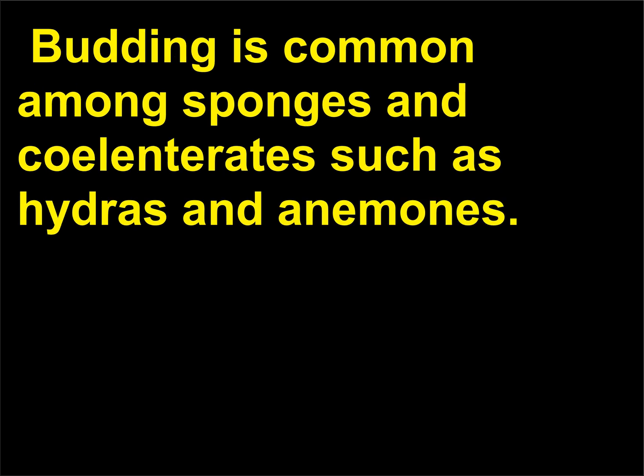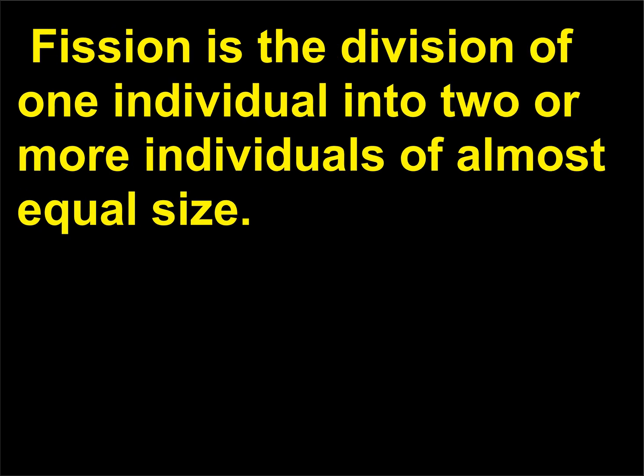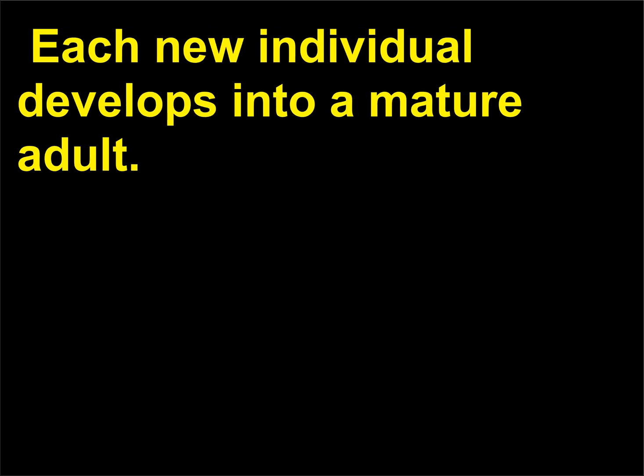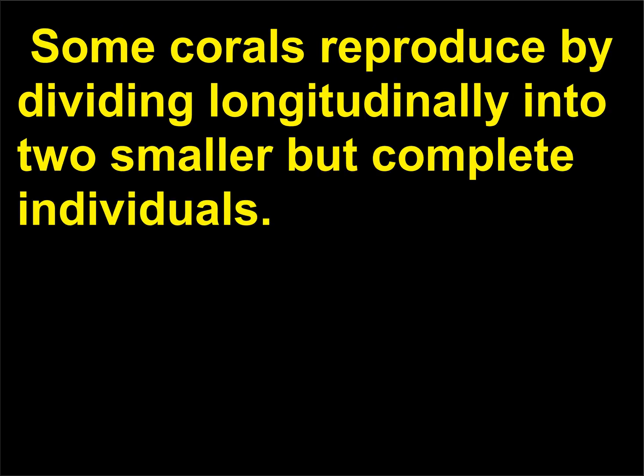Budding is common among sponges and coelenterates such as hydras and anemones. Fission is the division of one individual into two or more individuals of almost equal size. Each new individual develops into a mature adult. Some corals reproduce by dividing longitudinally into two smaller but complete individuals.